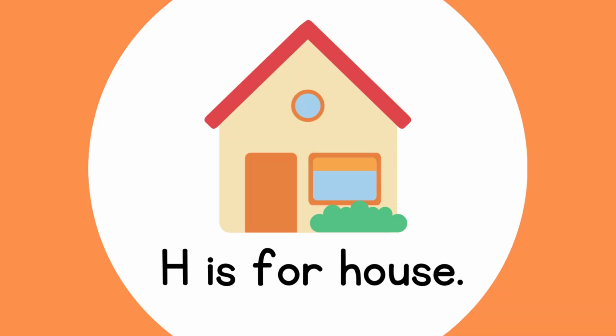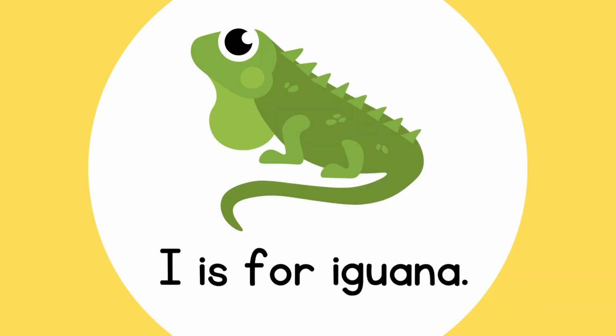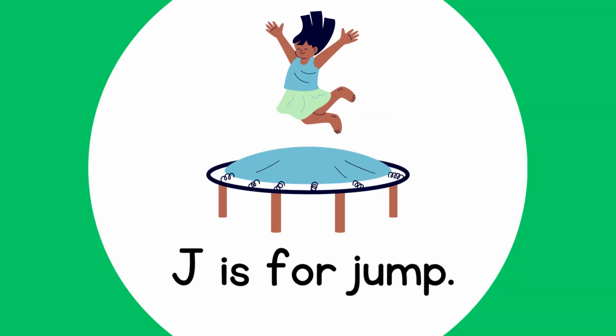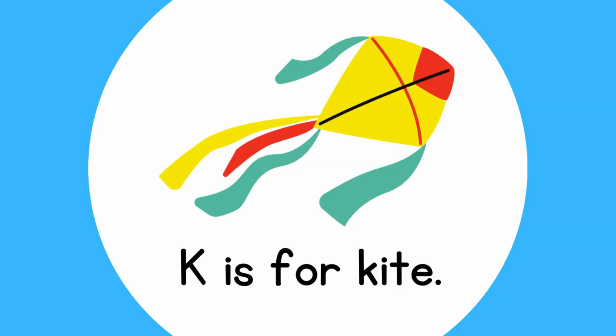H is for house. House. I is for iguana. Iguana. J is for jump. J, j, jump. K is for kite. K, k, kite.